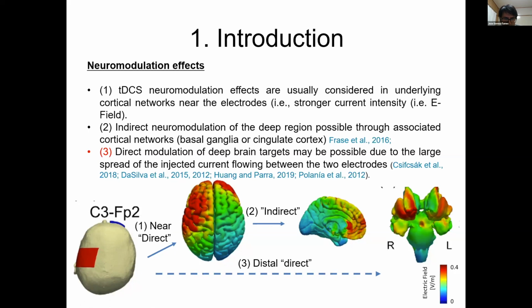And the one that we are more interested in, in this presentation, is the potential direct modulation also of deep brain regions. Because in the case of tDCS, where we have large electrodes and the electrodes are far away from each other, this is a bipolar configuration, we may have a spread of the current. This spread of the current, this dispersion, may allow reaching deep brain regions with maybe significant or high values. So we want to see how this is possible or not.